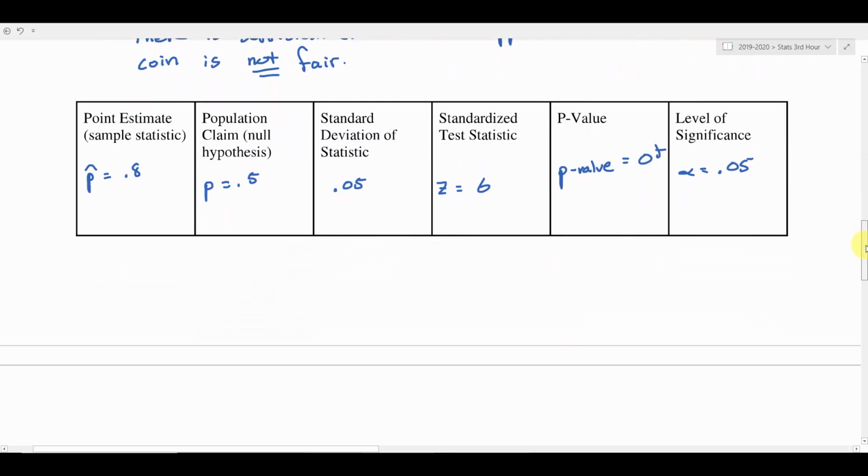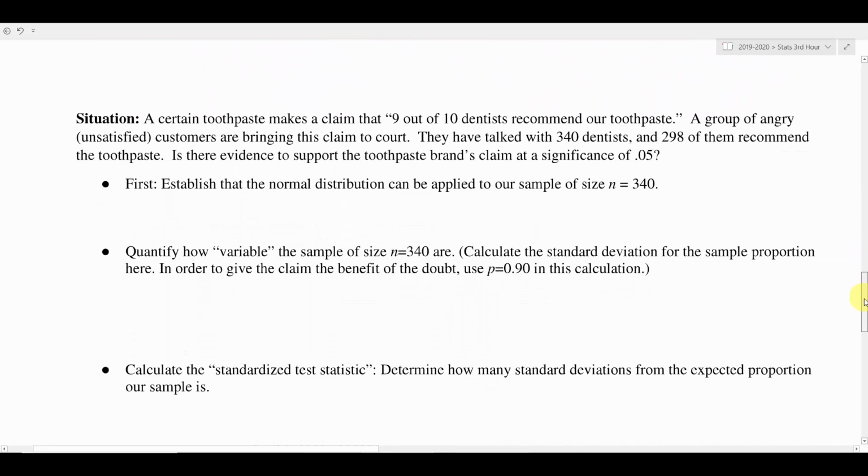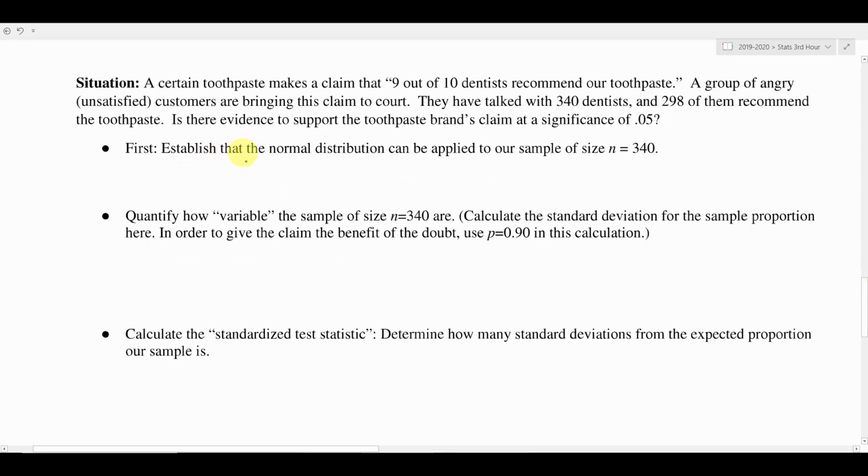All right, let's do one more. I'm going to do one more run through with this one. So this one is about toothpaste companies. You've probably seen this before when you bought toothpaste. They usually put it on the box, or they'll put it in the commercial. They talk about all the dentists that recommend their toothpaste. All right.